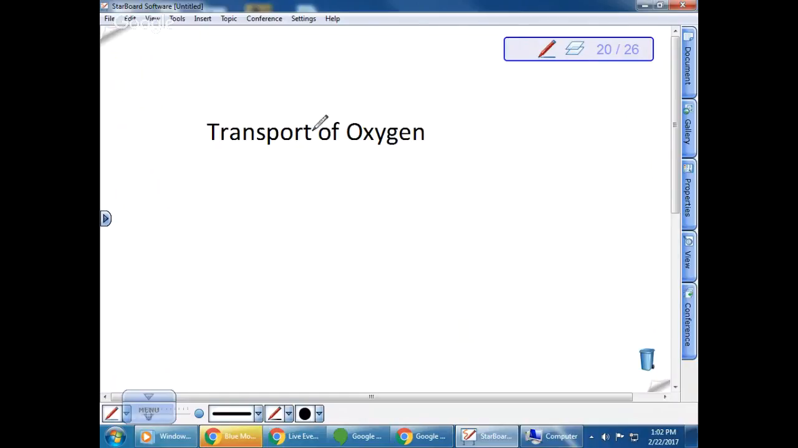So when we talk about the movement of oxygen, remember that oxygen has to move from the atmosphere, across the respiratory system into the circulatory system. And then it has to be passed off into the cells, which are surrounded by interstitial fluid.